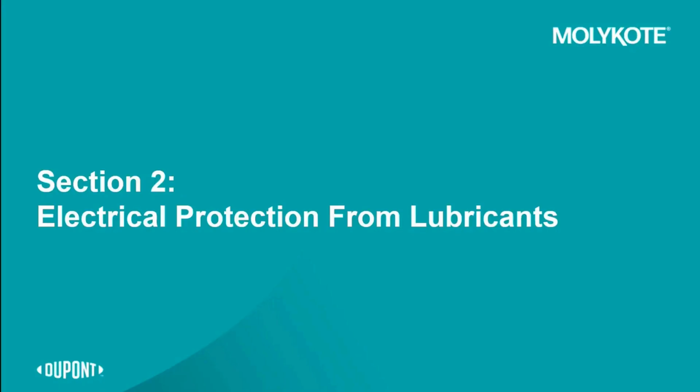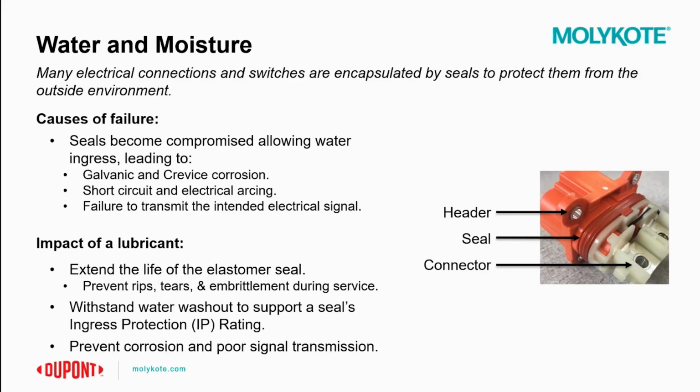Okay, now we're on to section 2. Here we can build a better understanding of lubricants' ability to actually protect the electrical applications. The first and largest topic is water and moisture ingress. This is because so many electrical connections and switches are encapsulated by seals to protect them from the outside environment. The common cause of failure is seals deteriorating or tearing to allow water ingress. This unfortunately leads to galvanic and crevice corrosion, short circuiting and arcing, or failure to transmit signals in your electrical application. The ingress of water can really be the demise of an electrical switch or connection.